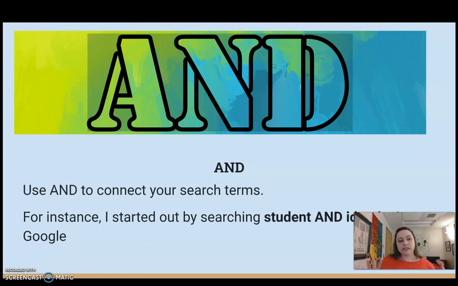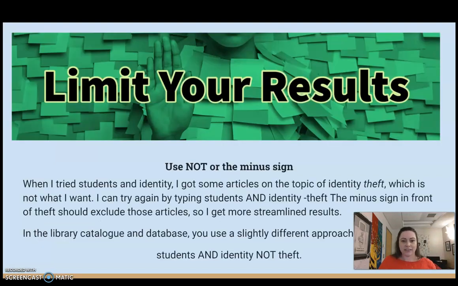So when we get into the search engine or database or catalog, we'll want to use "and" to connect your search terms. So for instance, I started off by searching student and identity in Google.